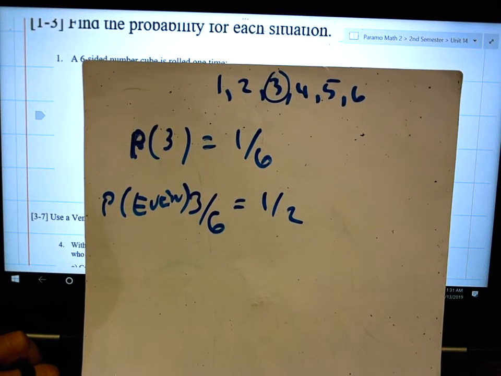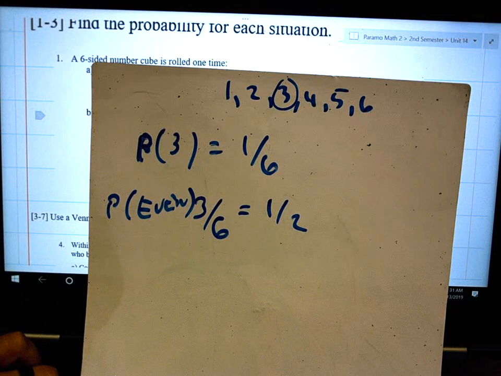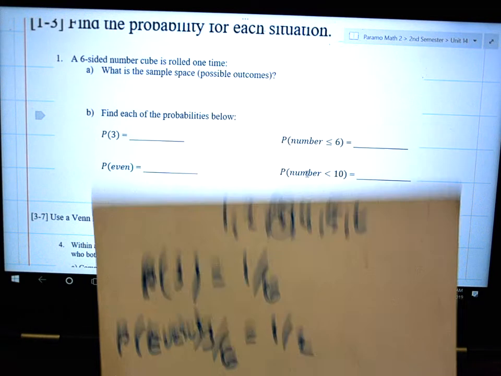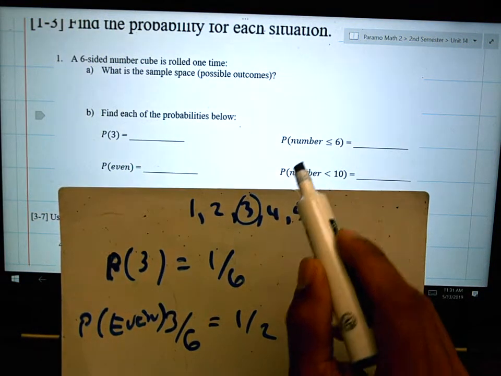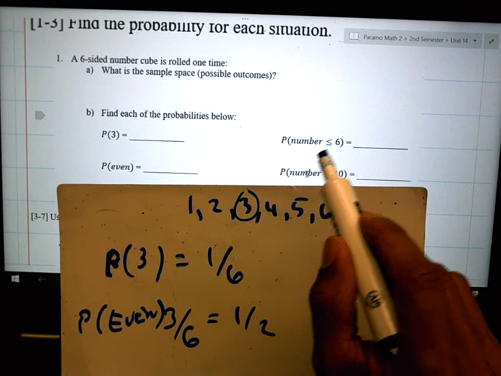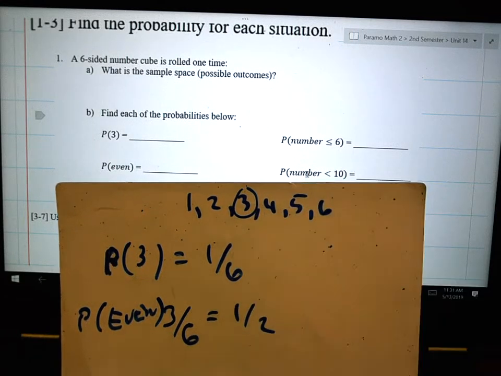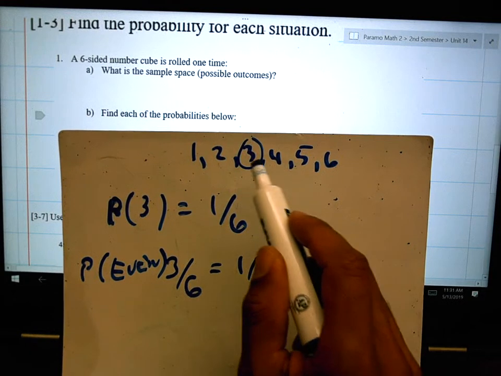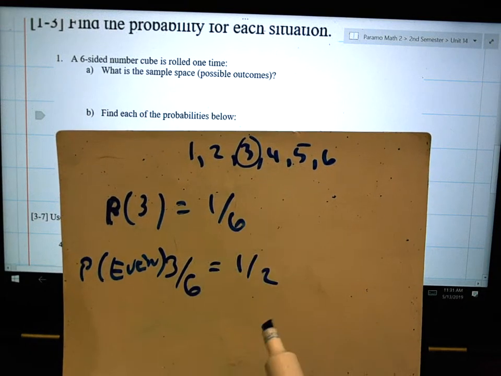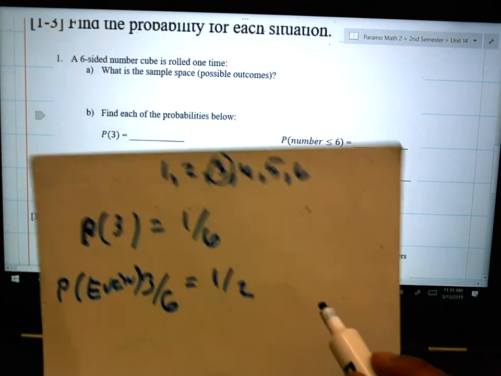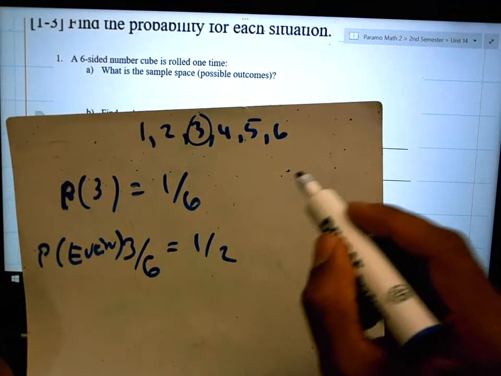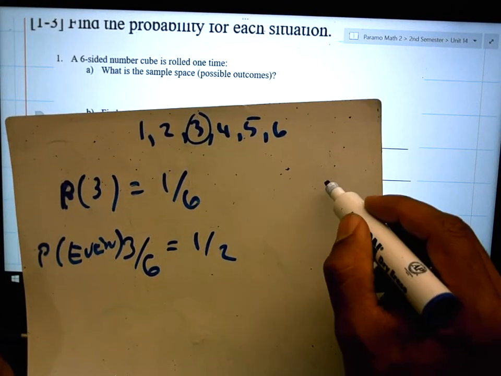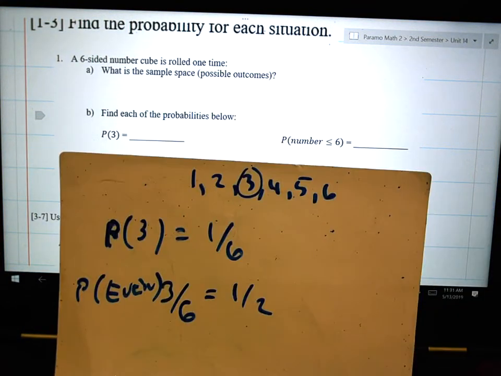I'm hoping that makes sense to you. That's why we put it in lowest terms, because there's a 50% chance that that's going to happen. What about the probability of rolling a number that is less than or equal to 6? This is less than or equal to 6. So is 5. So is 4. So is 3. So is 2. So is 1. The probability of a number less than or equal to 6 would be 6 out of 6, otherwise known as 1.